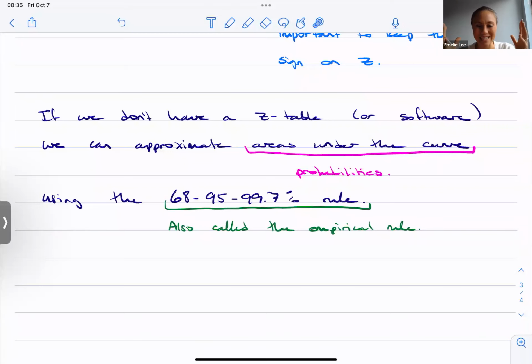So what does it say? It says that if you have moved one standard deviation on either side of the mean, then you have the central 68% of the curve. If you move out 2 standard deviations, then you've covered the central 95% of the curve. If you've moved out 3 standard deviations, you've covered the central 99.7% of the curve.